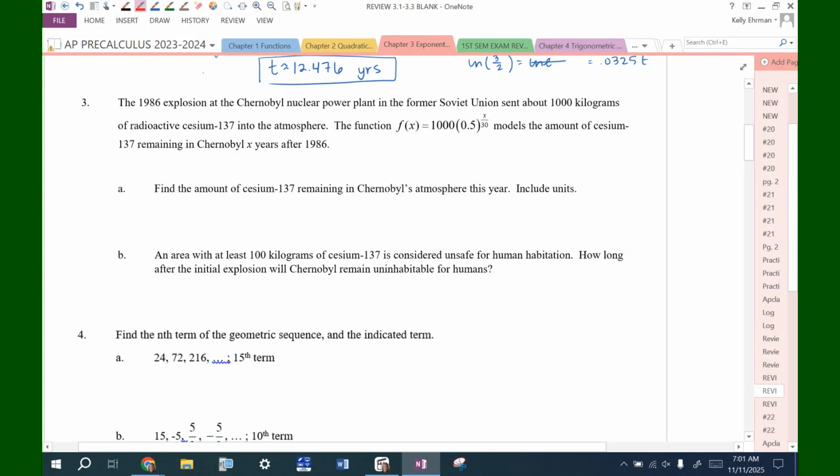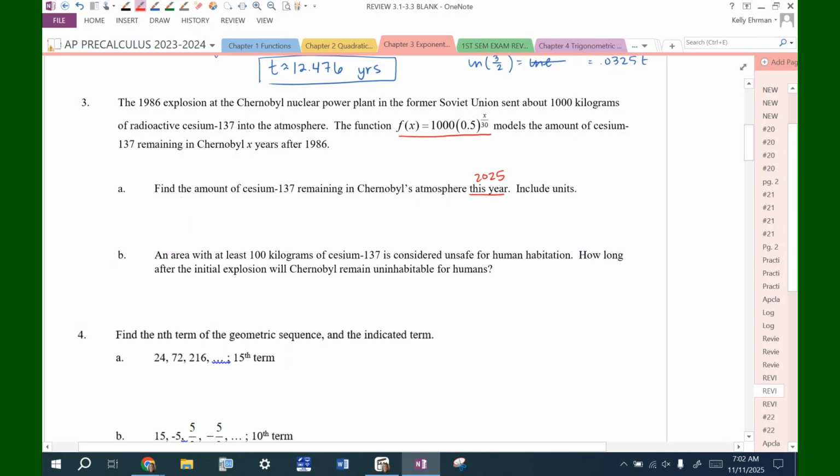The 1986 explosion at the Chernobyl nuclear power plant in the former Soviet Union sent about 1,000 kilograms of radioactive cesium-137 into the atmosphere. The function f of x equals 1,000 times 1/2 to the x over 30 models the amount of cesium-137 remaining in Chernobyl x years after 1986. Find the amount of cesium remaining in the atmosphere this year. So this year is 2025.